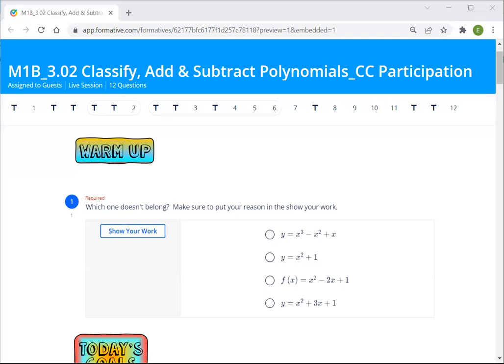Hi, so your warm-up today is which one doesn't belong? Make sure you put your reason in the show your work box. So go ahead and take a minute. You guys can graph them or do whatever you think is the best way to figure out which one does not belong. Okay, make sure you give me your reasoning. Remember, there's no wrong answer for these ones.